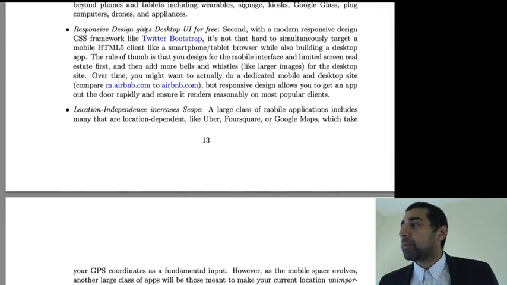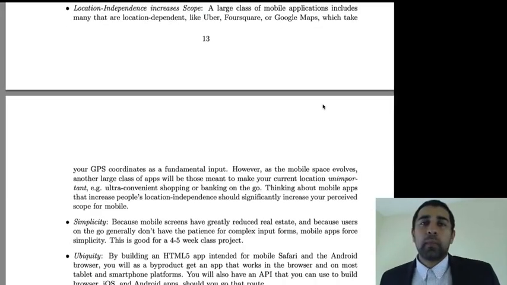Number two is, as I mentioned, responsive design gives that desktop UI for free, so you don't really lose much by targeting that mobile UI first. Location independence also increases scope. Now you don't have to wait till you're back at your computer. You can just hand your phone over to a friend and show them the application. It's something you can use anywhere. Ishan Wong, who's the CEO of Reddit, had a really great post a while back, which said that the reason that people like mobile devices is that life is mobile. You don't want to be sitting at a desk all the time. You want to have something with you while you're on the go.